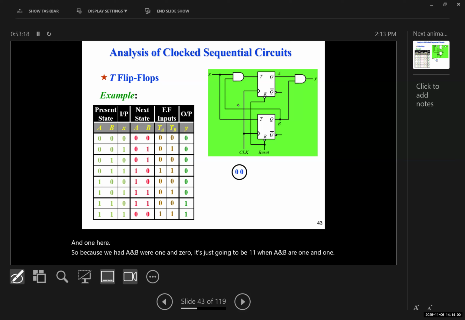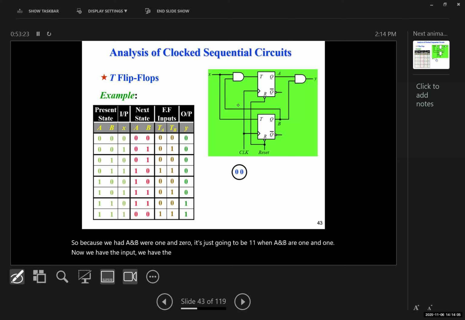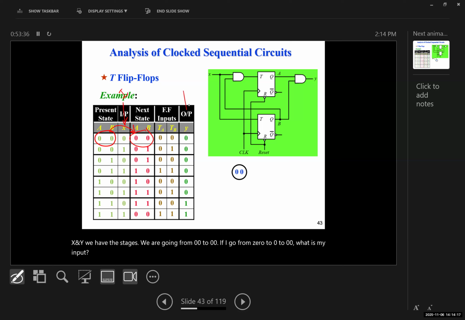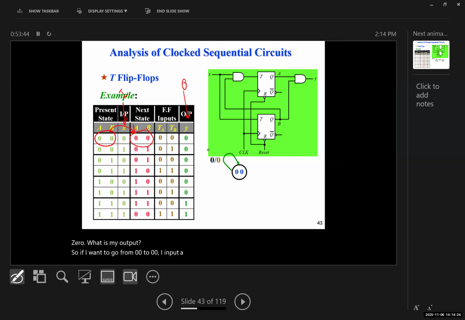Now we have the input, we have the output, X and Y. We have the stages. We are going from 0, 0 to 0, 0. If I go from 0, 0 to 0, 0, what is my input? 0. What is my output? 0. So the input is 0, the output is 0. Again, this is the input, this is the output. So X and Y.